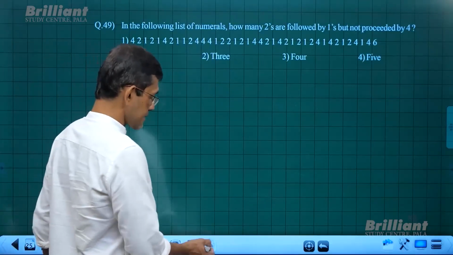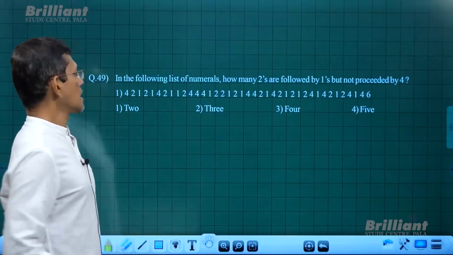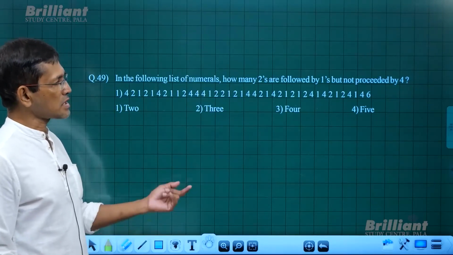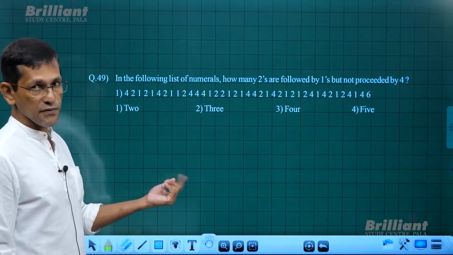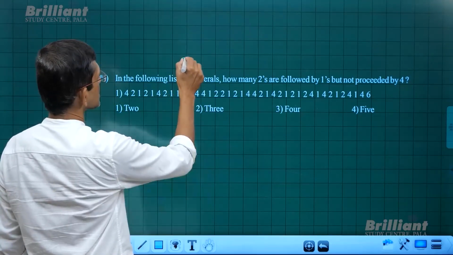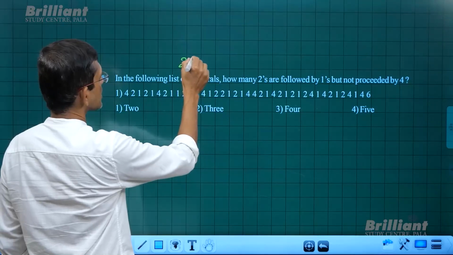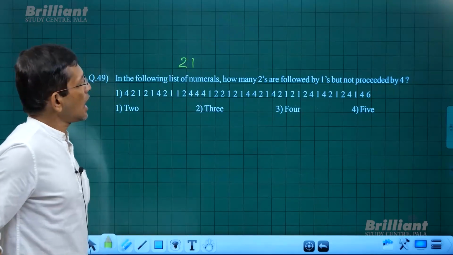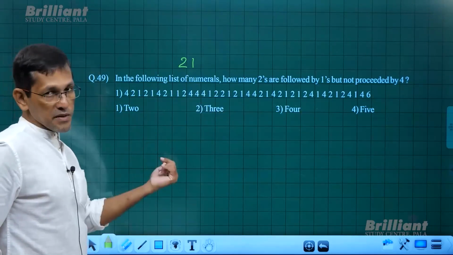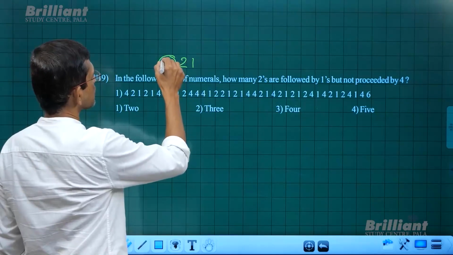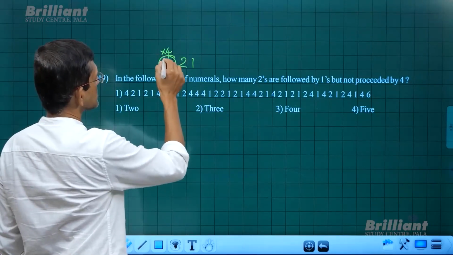Number 49. In the following list of numerals, how many twos are followed by ones and not preceded by fours? Well, we need to find the number of twos which are followed by ones. Followed means immediately after that it would be 1. And at the same time, not preceded by 4. That means immediately before that, it cannot be a 4. It could be any other number, but it cannot be a 4.